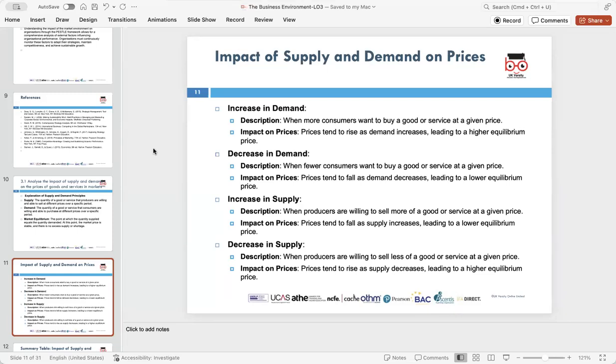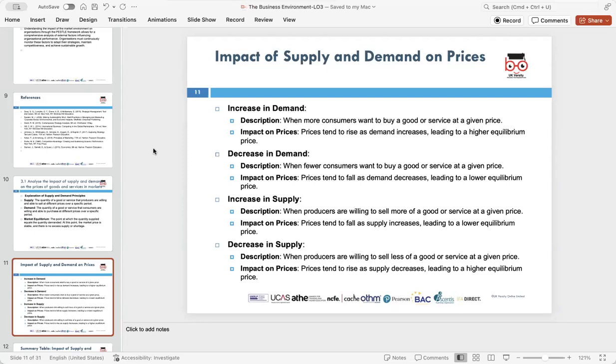Decrease in supply. A decrease in supply happens when producers are willing to sell less of a good or service at a given point. Impact on prices: as supply decreases, prices tend to rise, leading to a higher equilibrium price.